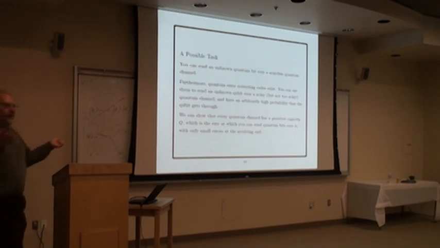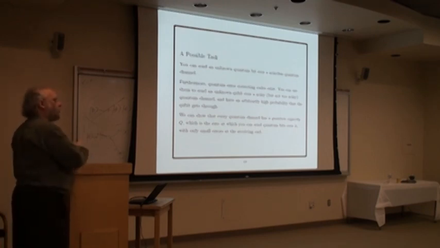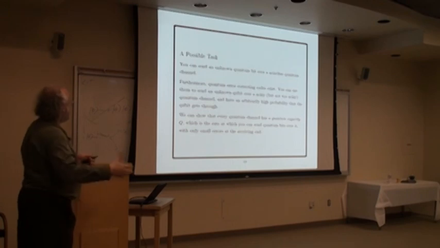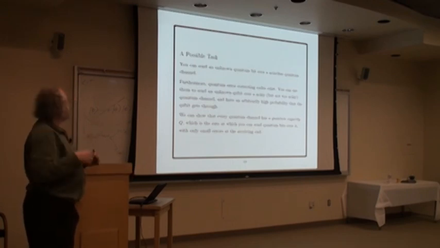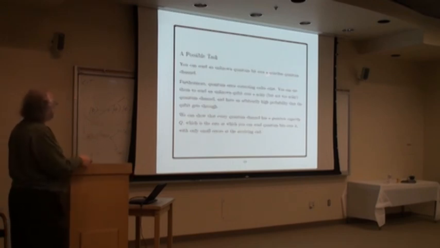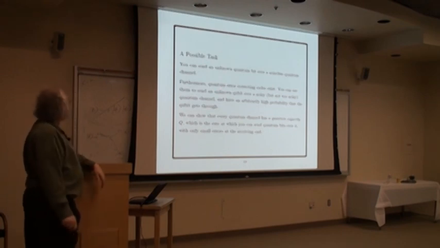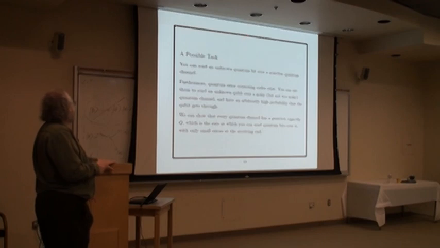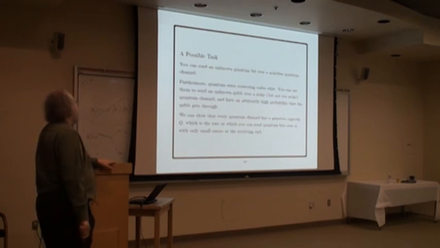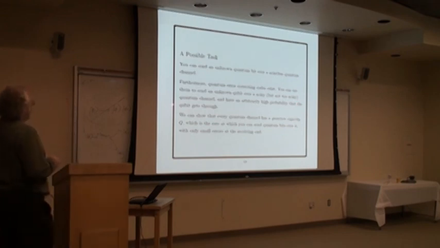But suppose you have a noiseless quantum channel. You put the unknown quantum bit in the channel, you send it, and the receiver gets it. Well, we've just sent an unknown quantum bit over a noiseless quantum channel, essentially by the definition of a noiseless quantum channel. And further, quantum error codes exist, so you can use them to send an unknown quantum bit over a noisy, but not too noisy, quantum channel, and have an arbitrarily high probability that the quantum bit gets through. So that says that every quantum channel has a quantum capacity Q.